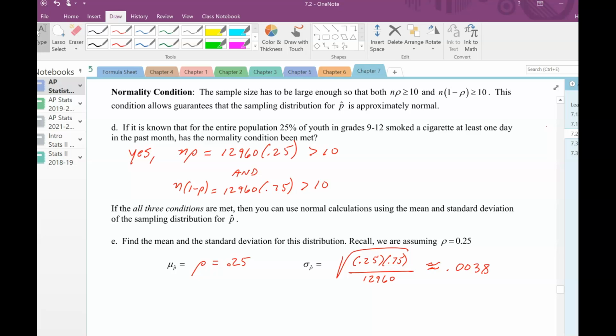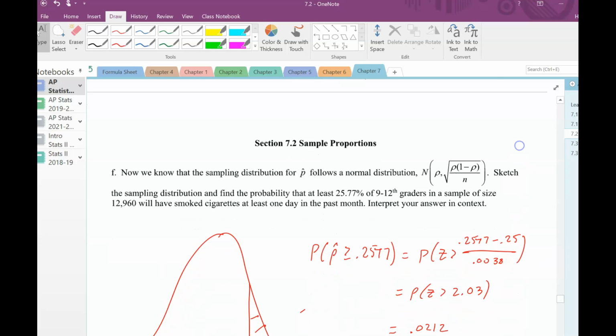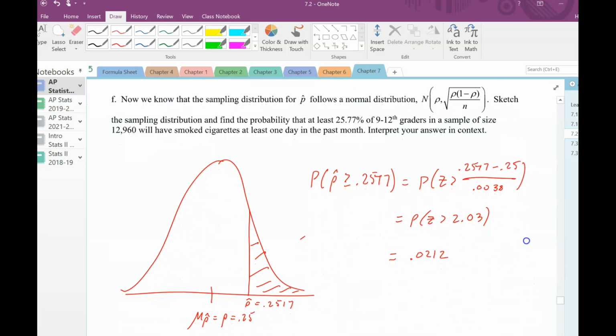If you look here in part E, find the mean. Well, the mean is the same as the population proportion, so that's 0.25. The standard deviation, we're going to use the formula to calculate that, is 0.0038. So we are talking about a normal distribution with parameters 0.25 as the mean and 0.0038 as the standard deviation.